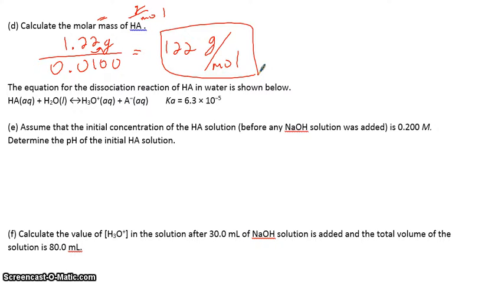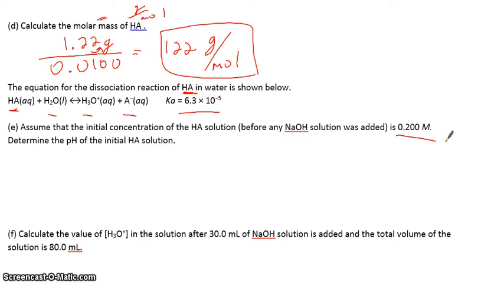Then we have the equation for the dissociation of HA in water. Now we're taking a closer look at just the acid. It's shown below. Notice we have the acid plus water give us the conjugate base and H3O+. Ka is small because it's a weak acid. Assume that the initial concentration of HA before any sodium hydroxide is added is 0.200. You want the pH of the solution.